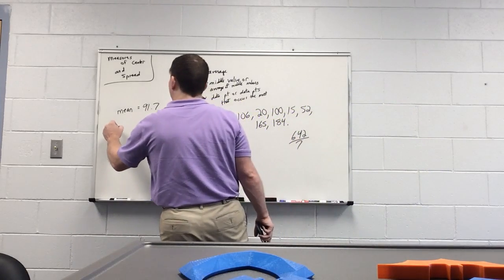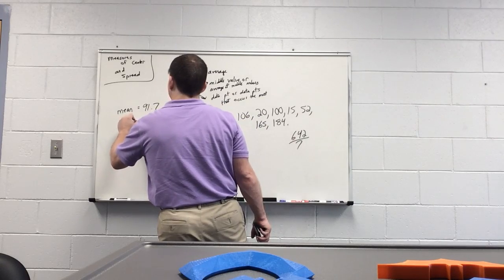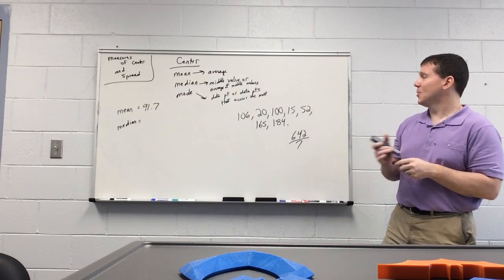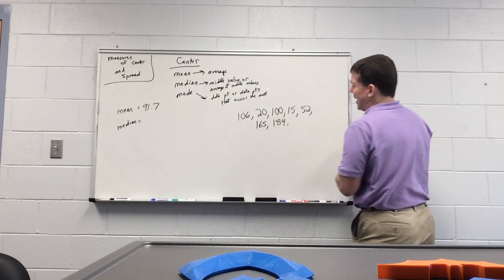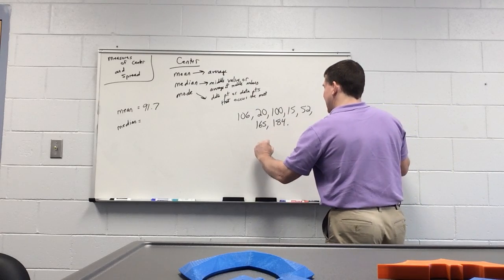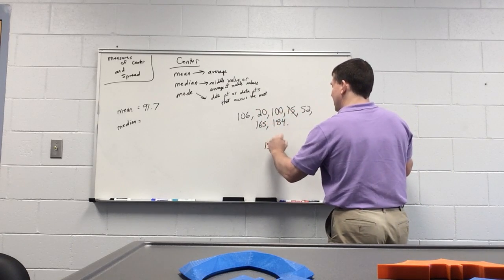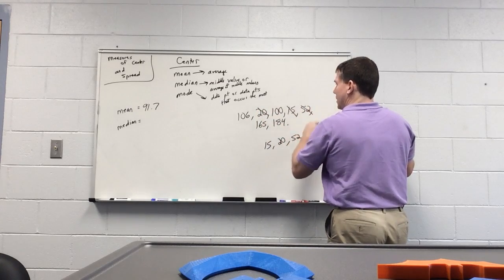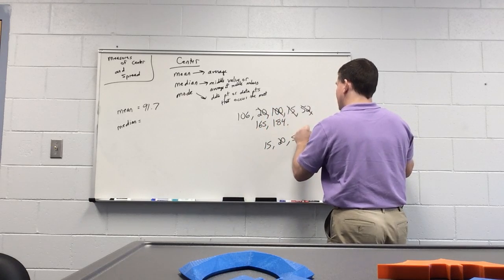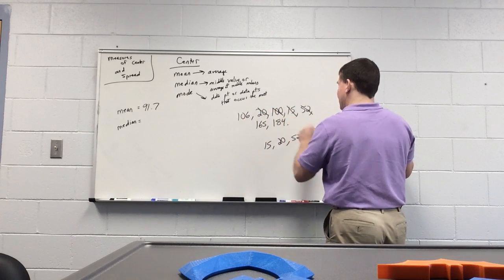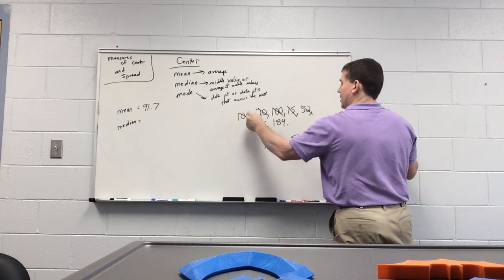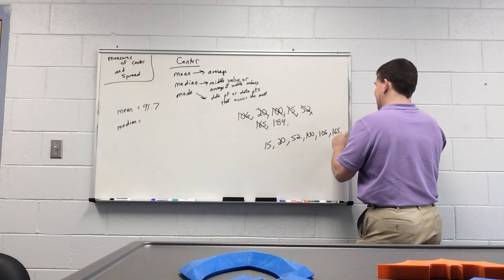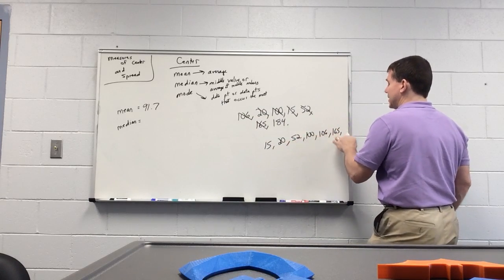Okay, next I want to find the median. The way it works is you need to find the middle value of the data. So what you do is you take all your data and you line it up smallest to largest, which means I get 15, then 20, then 52, 100, 100, 100, then 106, 165, and lastly, I'm out of room, but 184, and that should be all 7. 1, 2, 3, 4, 5, 6, 7.